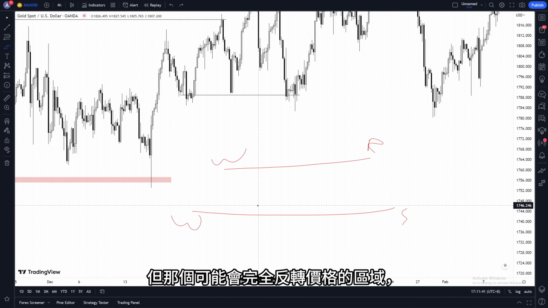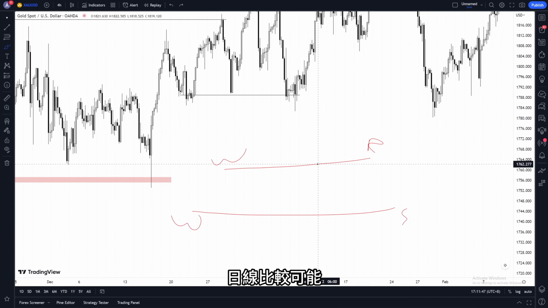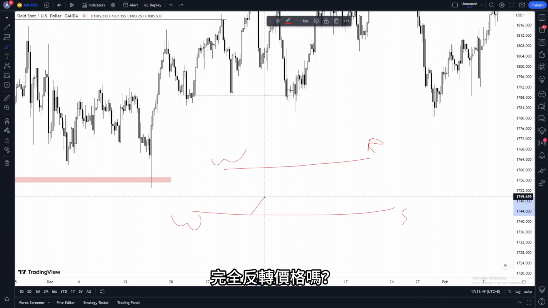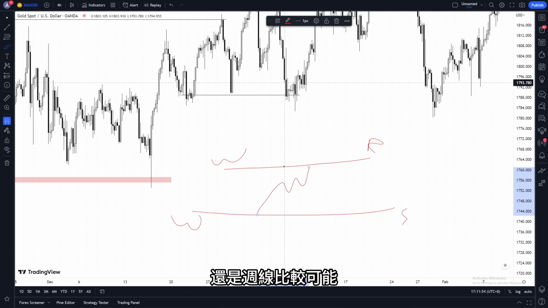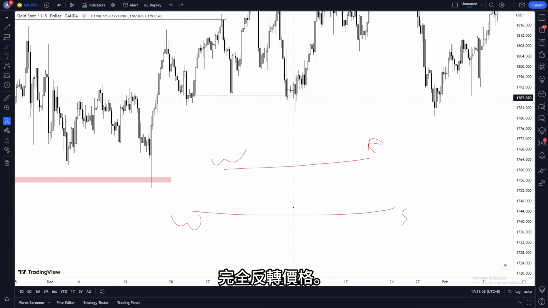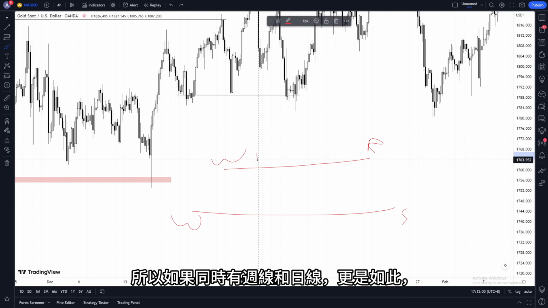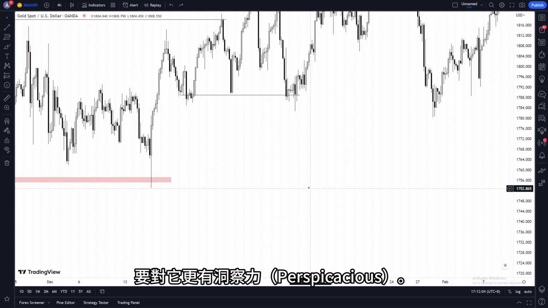the area that's probably going to reverse price, if any, like if you were to ask me, Avi, if we have a weekly bullish storyline, where would the daily be more likely to completely reverse price? Does a daily in here completely reverse price, or would a weekly be more likely to completely reverse price? I would say the weekly is more likely to completely reverse price. So all the more if there's a weekly and a daily, we want to be more careful of that. Okay, be more perspicacious of it.